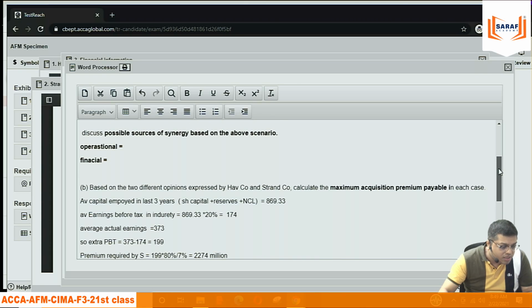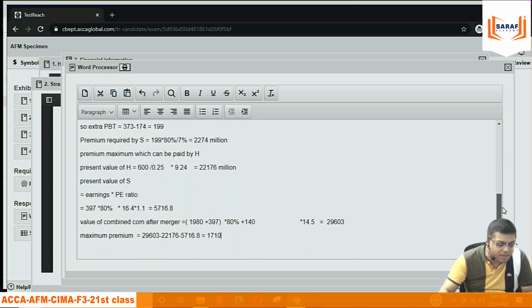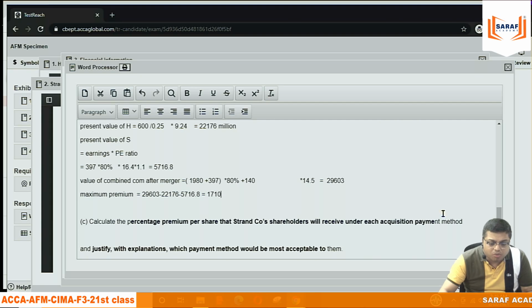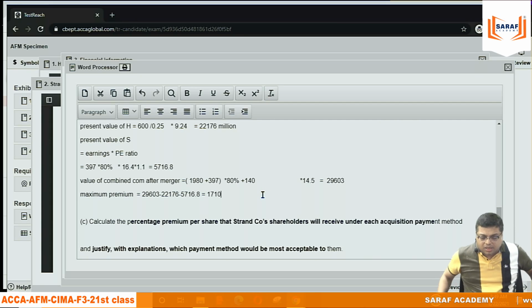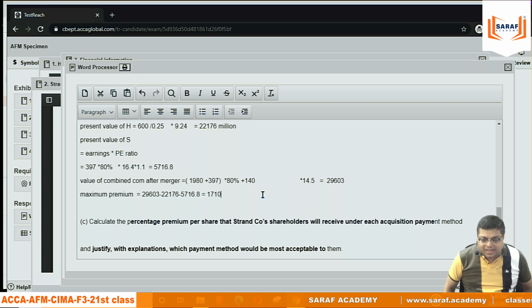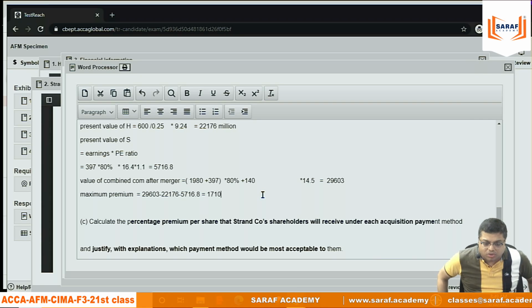The question is, based on the above two options expressed by H and S, calculate the maximum acquisition premium payable in each case. We have calculated. ये part खत्म हो गया. कि the seller is interested in giving 1710, but the buyer is interested in getting 2274.